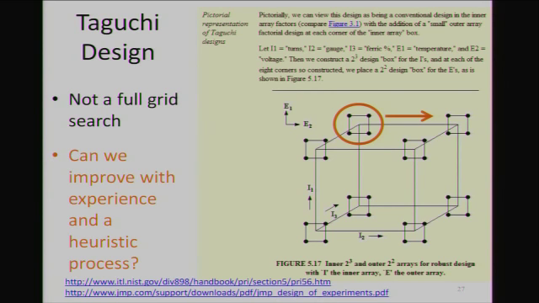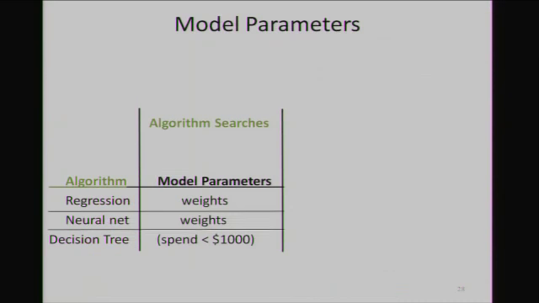And it's not a full grid search. It's more efficient than that. But, well, I guess my question is, can we improve with experience in a heuristic process? So that's where I want to go. I like to keep things simple enough I can get stuff done. So for comparison, when you have an algorithm like regression, the algorithm searches different weights. Neural net would search weights. A decision tree would search on different fields to split on and values to split on. So we have algorithms that are good at doing the dumb search stuff.